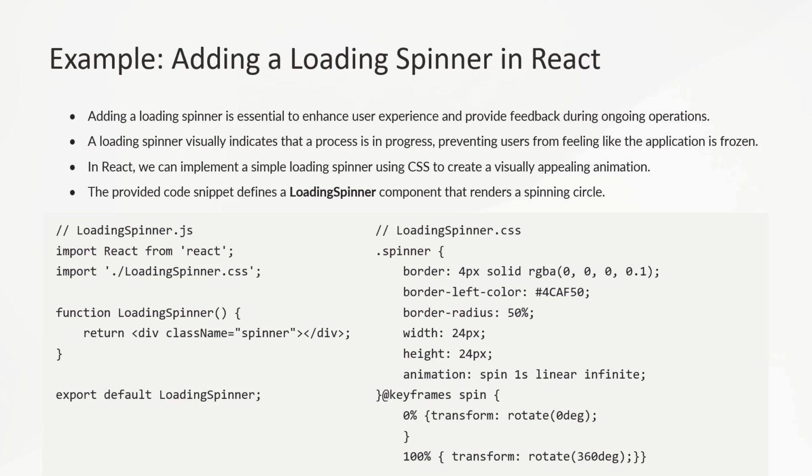The loadingspinner.css file has CSS code which provides styles for the spinner component. The .spinner class defines the visual properties of the spinner. It sets the border to create the circular shape. The animation property specifies the spinner animation with a duration of 1 second, a linear timing function, and an infinite loop. The @keyframes rule is used to define the spin animation, which rotates the spinner from 0 to 360 degrees, creating the spinning effect.